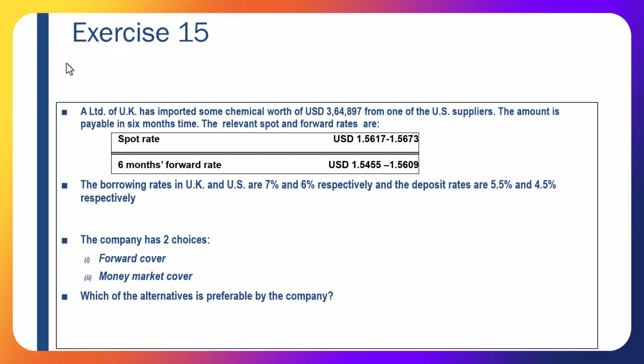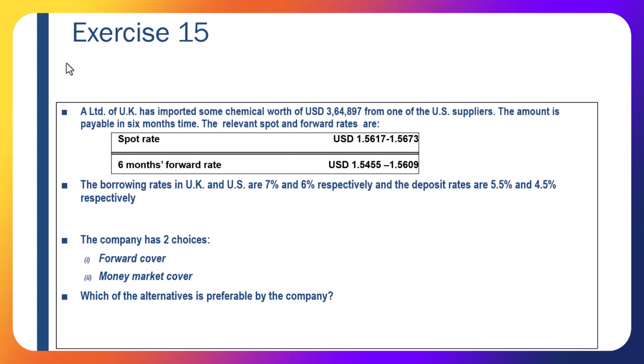So now here it is both things, forward cover as well as money market. Fine. So there is a company called A Limited. This company is of UK. They imported some chemicals worth $364,000 from one of the US suppliers. The amount is payable in 6 months' time. Okay. The relevant spot rate and forward rates are given to you. The spot rate is given, bid and ask, and 6 months forward rate is also given, bid and ask.